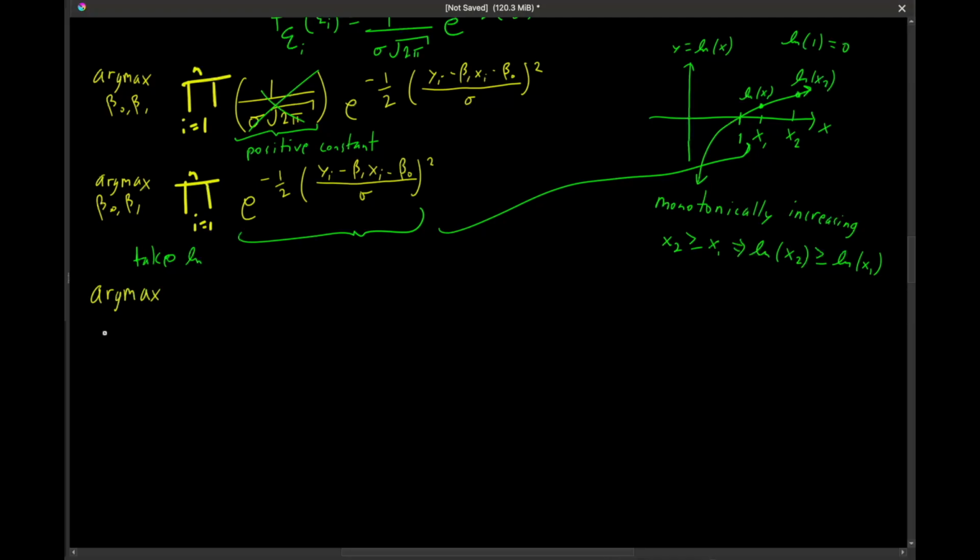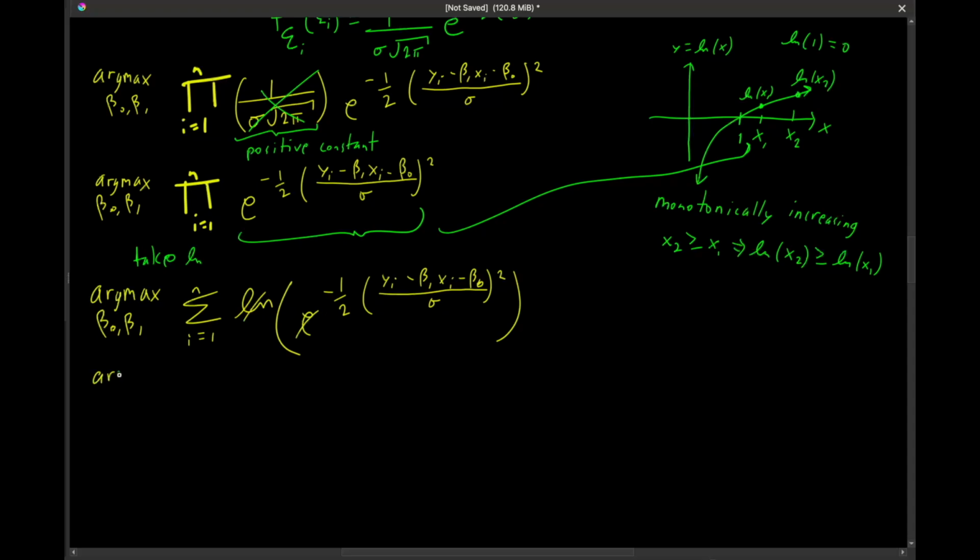So what happens if we take the natural log? You have a product in here, and the natural log of the product is the same as the sum of the natural logs. So you can rewrite this as the sum from i equals 1 to n of the natural log of each of these terms, e to the negative half times (yi minus beta 1 xi minus beta 0, divided by sigma) all squared. And the natural log and e, those two cancel out. So what you're left with is just this part, which I'll write out. Now we have, from i equals 1 to n, negative half times all of this: (yi minus beta 1 xi minus beta 0, over sigma) all squared.